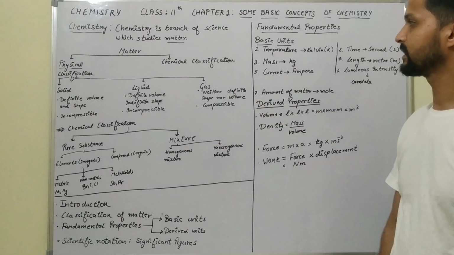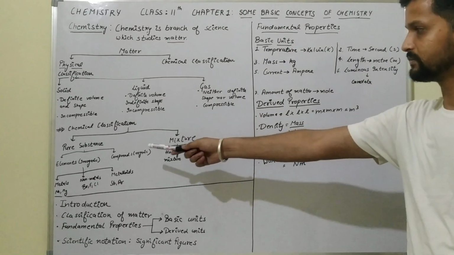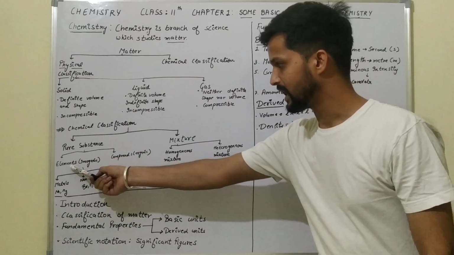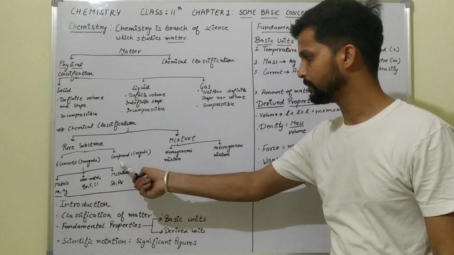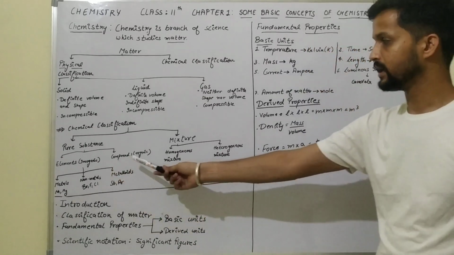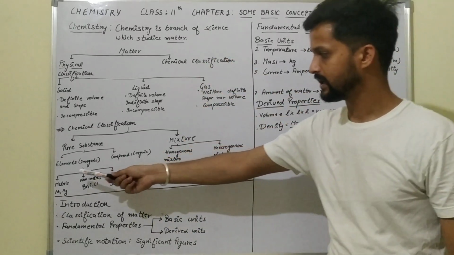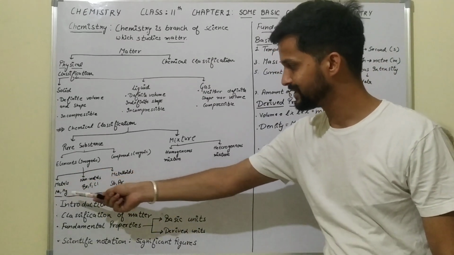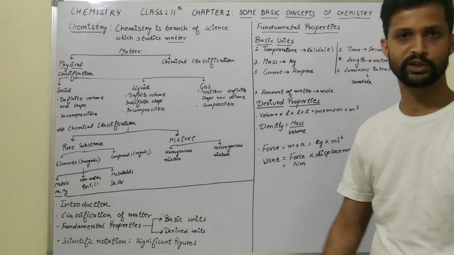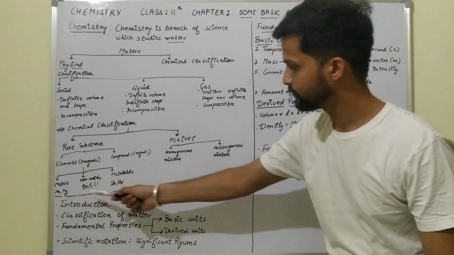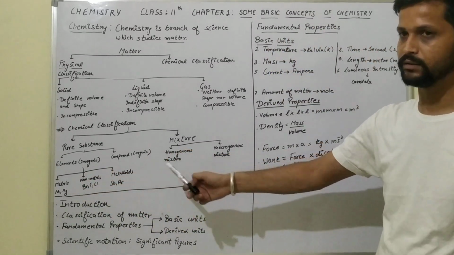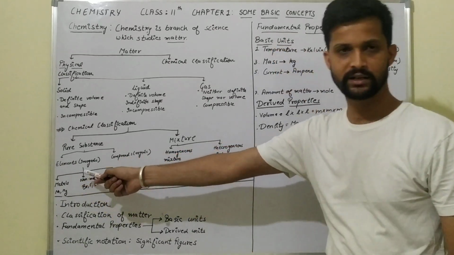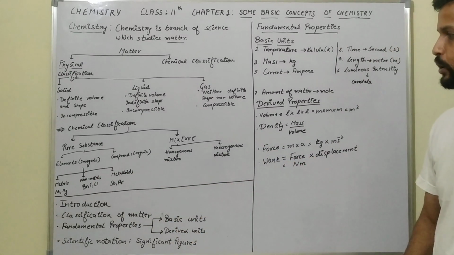Then we have the chemical classification. In the chemical classification we have pure substances and mixtures. The pure substances are elements and compounds. In the class 11 third chapter we have the classification of elements, where we will discuss metals, non-metals and metalloids. Clear? We will study fully the properties, and how the periodic table is prepared. There are 118 elements in the periodic table.